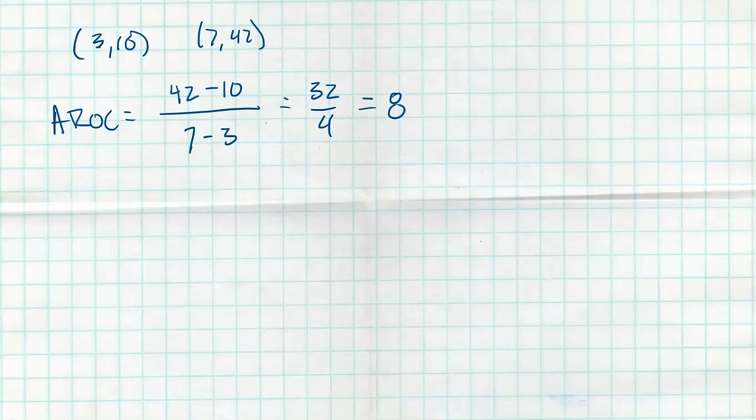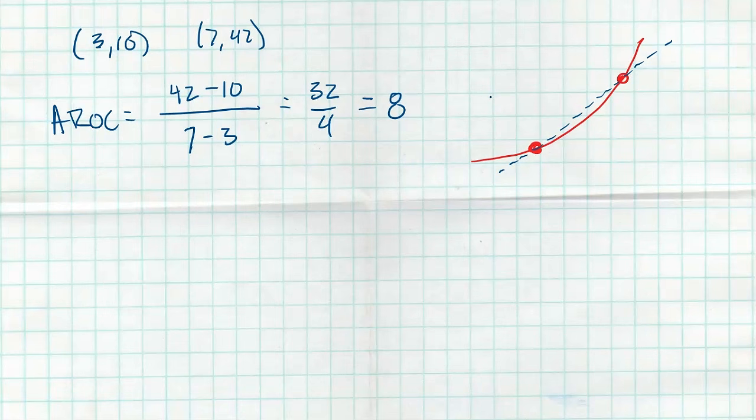Now, let me draw that picture one more time, because I think that picture is going to really help. So here's that exponential model. Here are those 2 points, 3, 10, and 7, 42. And here is that secant line that we just connected them with and found the average rate of change. Now, the other thing we could do is use that line to help us make predictions.